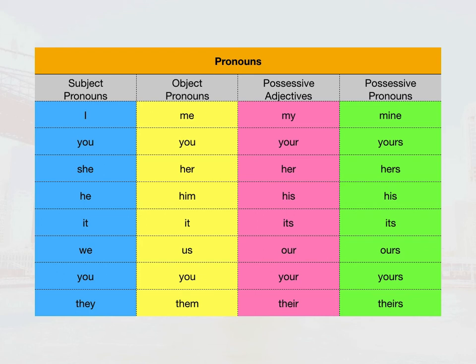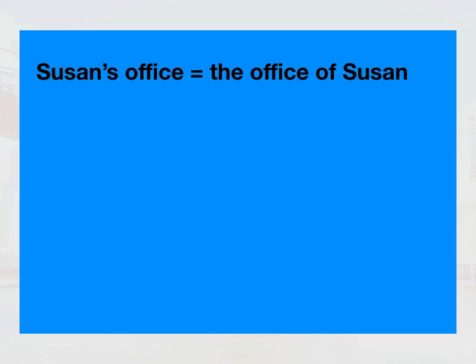And then also let's look at the possessive S. So we have Susan's office is the same as the office of Susan. But it's much more natural, much more conversational to just say Susan's office. The office of Susan is very, very formal. And you'll use that in certain settings, but not in general spoken English.